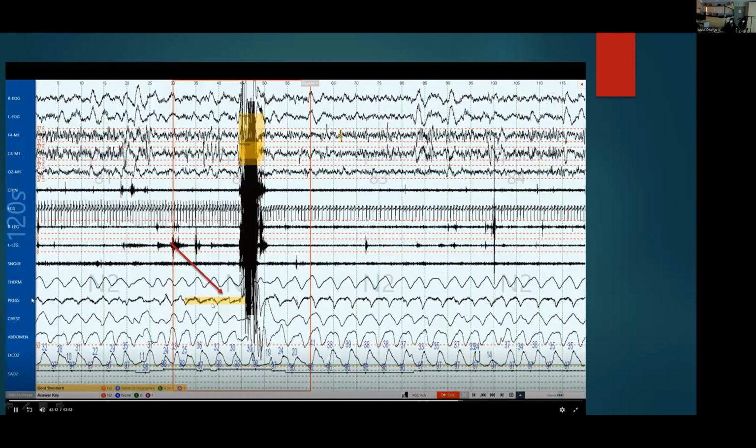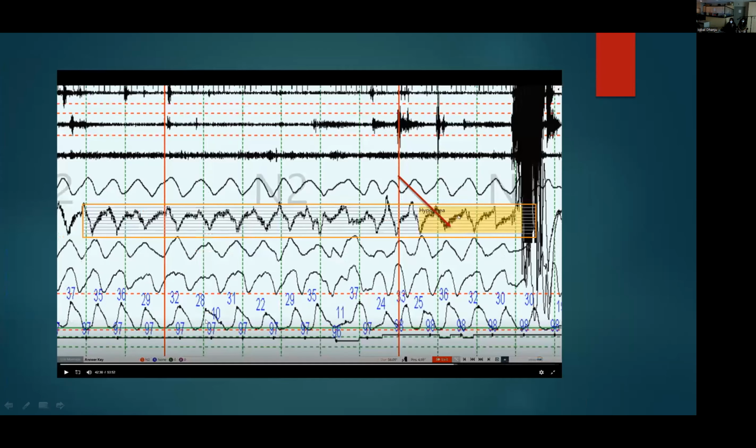So here is another example. When you see, there's ventilation in thermal flow, but there is a reduction. So when you draw a baseline here for this event, you see there is a 30% reduction here. See here, 30% reduction for at least 2 breaths, and there's an arousal. So it's scored as hypopnea.